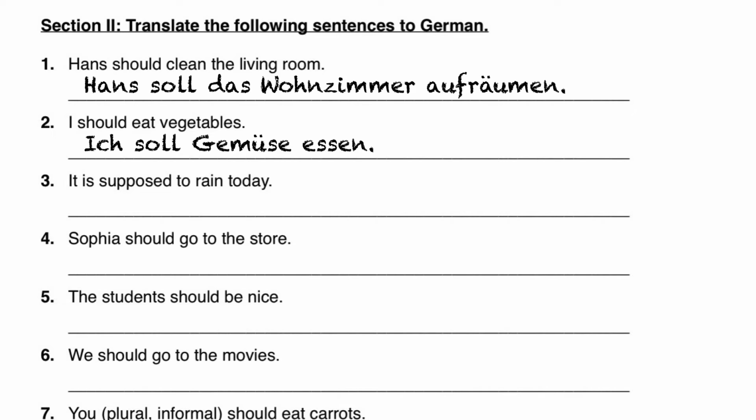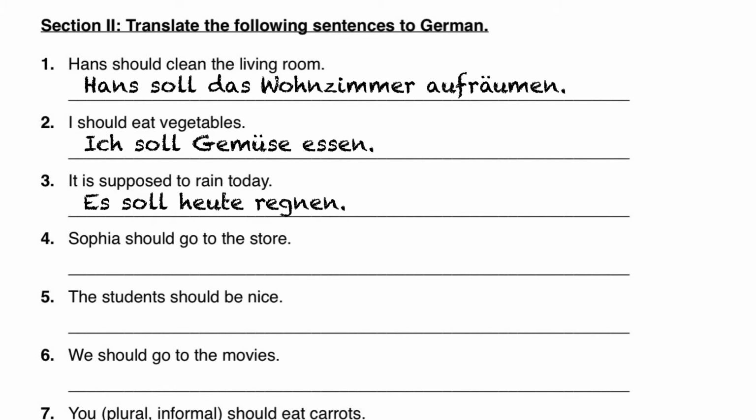Then we have when it's supposed to rain, in this case today, heute, and then at the end of the sentence, the verb to rain, which is regnen, in its infinitive form. So the full sentence is Es soll heute regnen. It should rain today, or it's supposed to rain today.